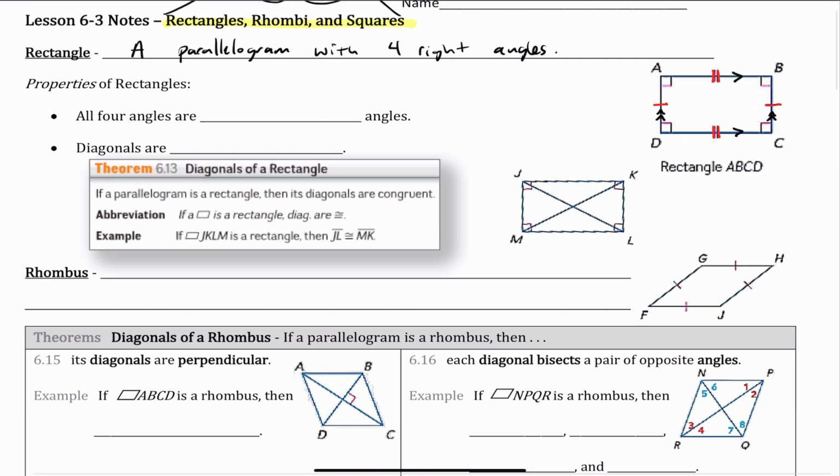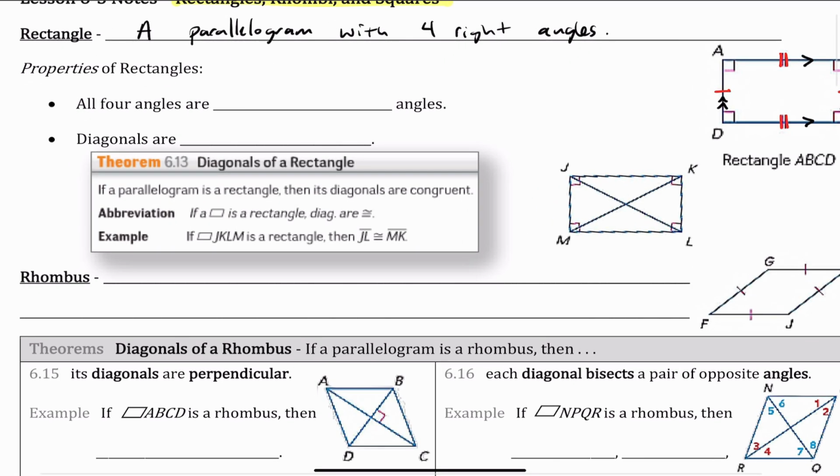So let's take a look at the properties here. Properties of rectangles. All four angles are right angles. The diagonals are congruent. And they bisect each other.